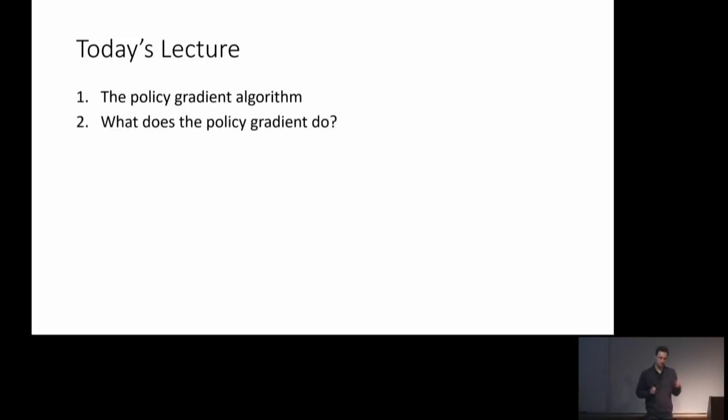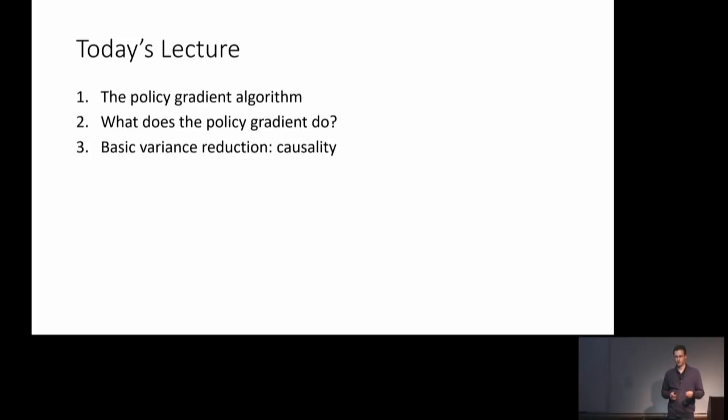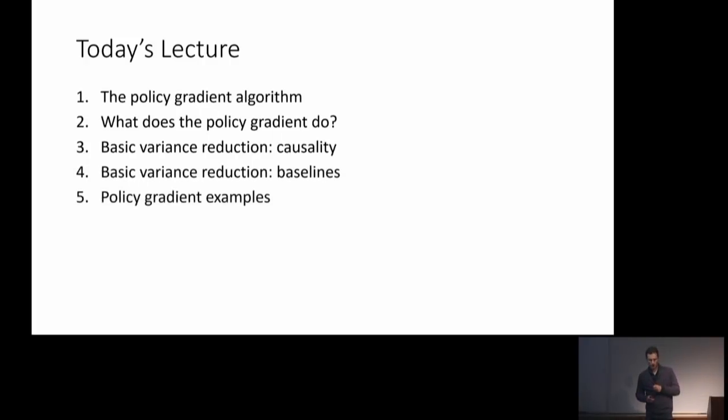So I'm going to talk about what the policy gradient actually does, and some basic techniques for variance reduction that make use of the causal structure and temporal sequence, and that make use of things called baselines, so we'll learn about those as well. Then some examples of policy gradient methods in the recent deep reinforcement learning literature, and so on.